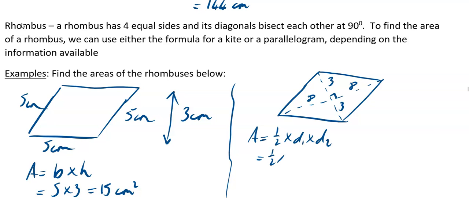Now a bit of working out here to get your D1. D1 would be 3 plus 3, so it's 6. D2 is 8 plus 8, so it's 16. So it's then going to be 6 times, I'm doing a half times the 16, it'll be easier, 6 times 8, which is going to be 48 units squared.